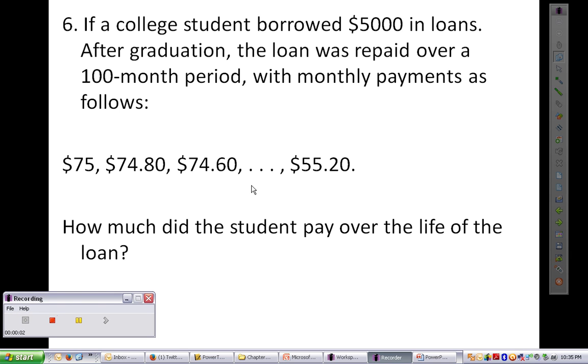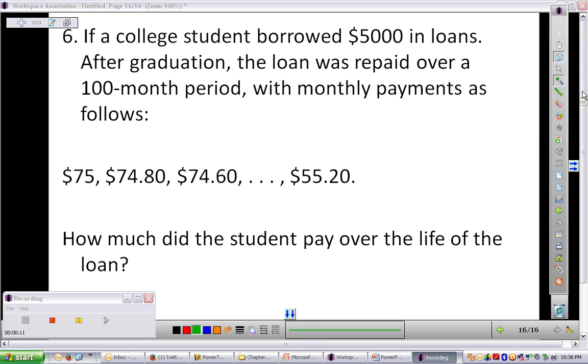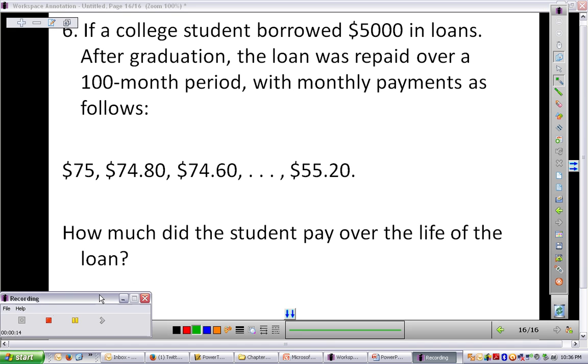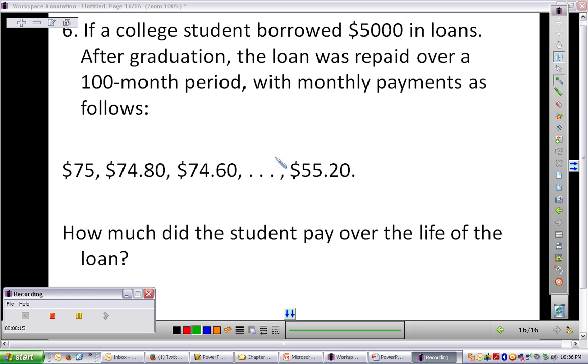We're going to pick up today where we left off yesterday with some arithmetic series. So let's get straight into some examples. This first example, again, another word problem, dealing with something most of you will deal with in the near future, student loans.